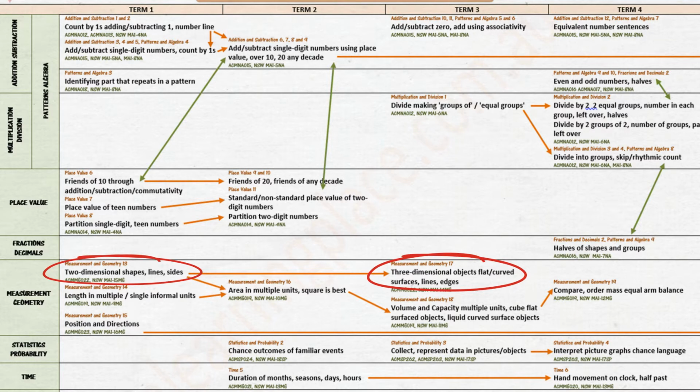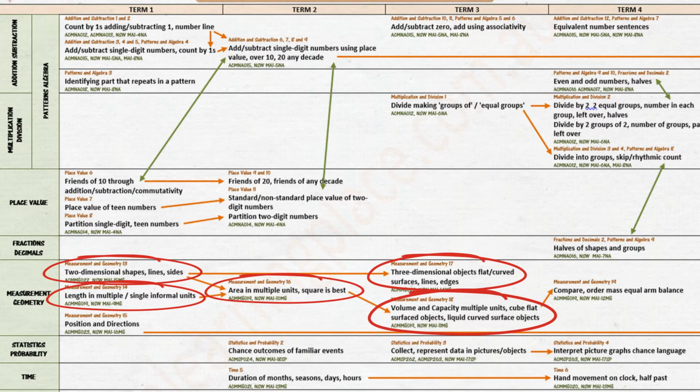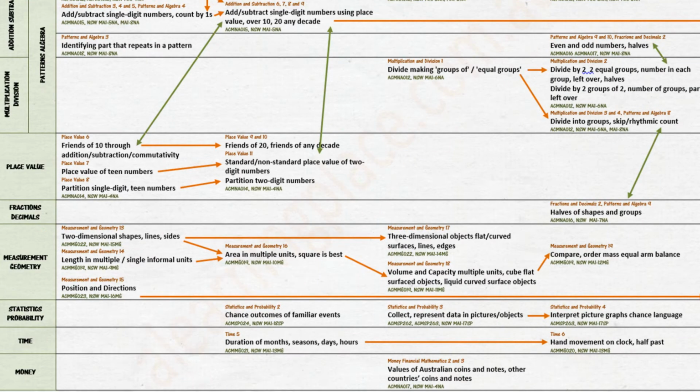We describe the dimensions and then measure one dimension as length in multiple and single informal units, two dimensions as area in multiple units, identifying that the square is best, and three dimensions as volume and capacity in multiple units, identifying that the cube is the best shaped object to measure the volume and capacity of objects with flat surfaces, and liquid is best to measure the volume and capacity of objects with curved surfaces. The focus of time is the movement of the hands around an analog clock and telling the time to the half hour on digital and analog clocks.